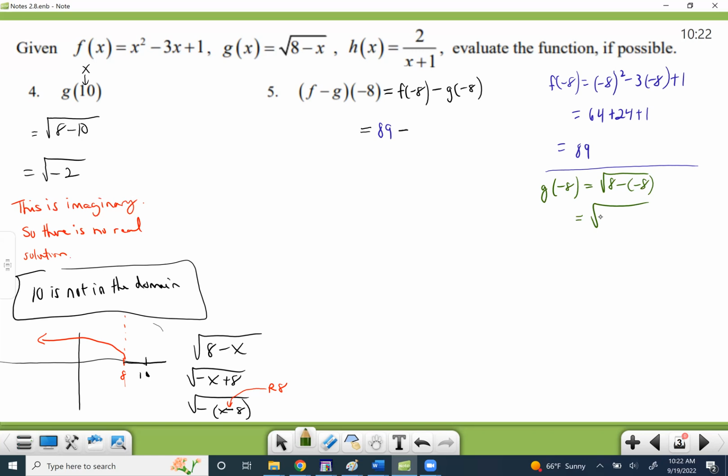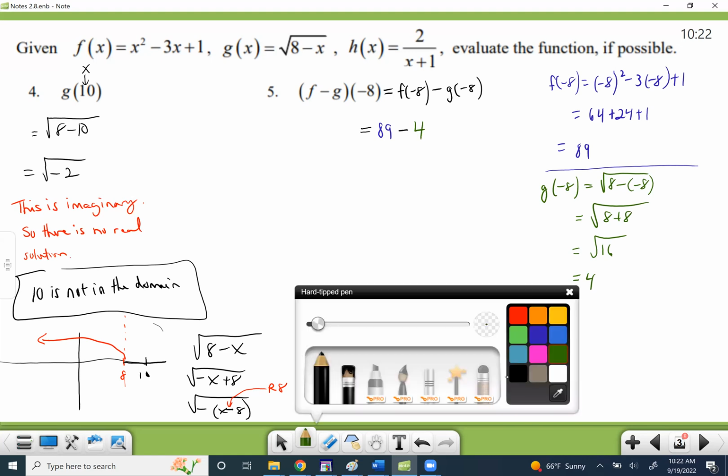So that's going to become 8 plus 8. Ooh, I like that number. Because 16 is a perfect square, it gets us 4. Okay, so now we're going to do 89 minus 4. So 85.